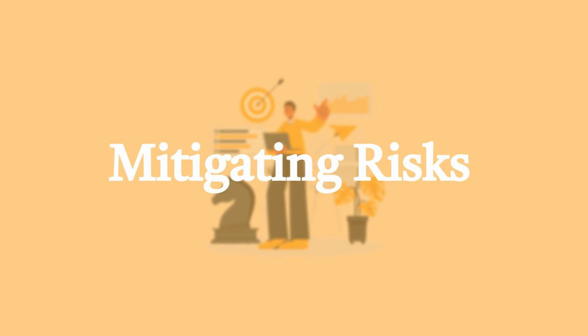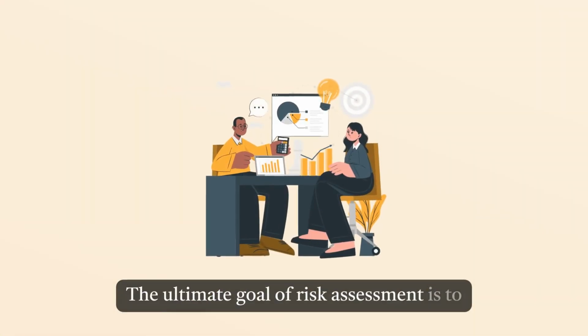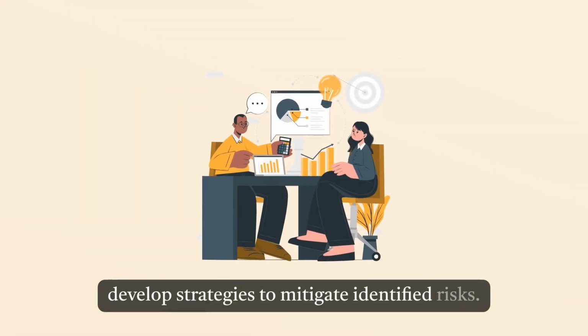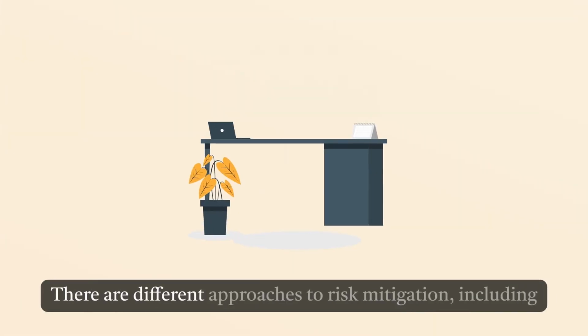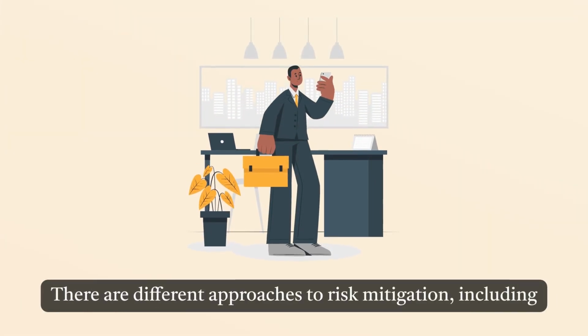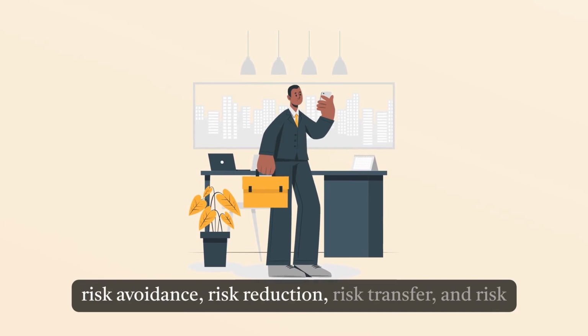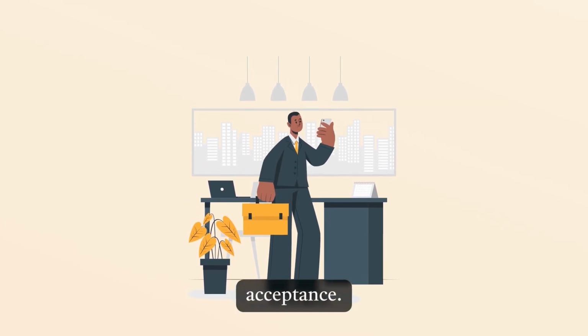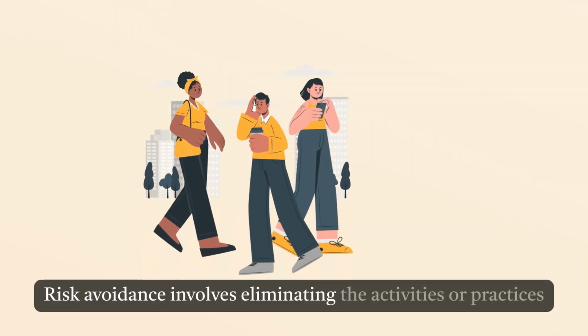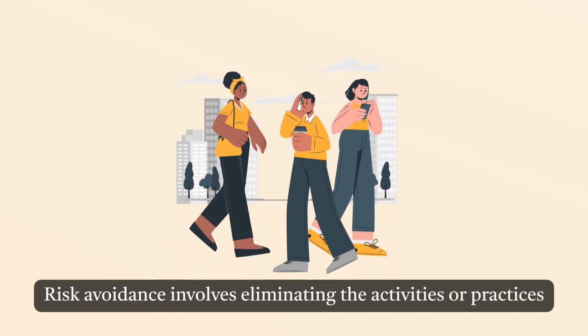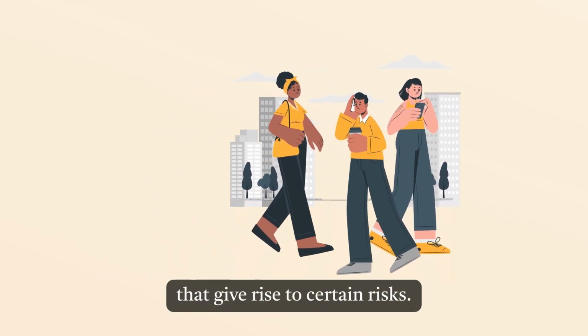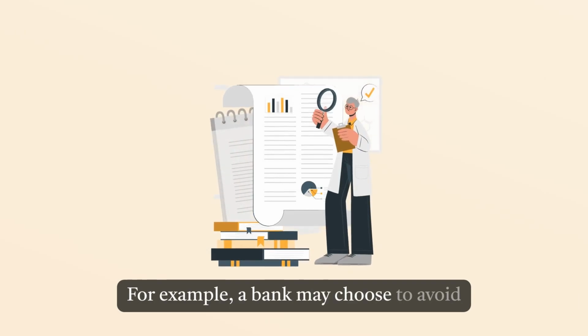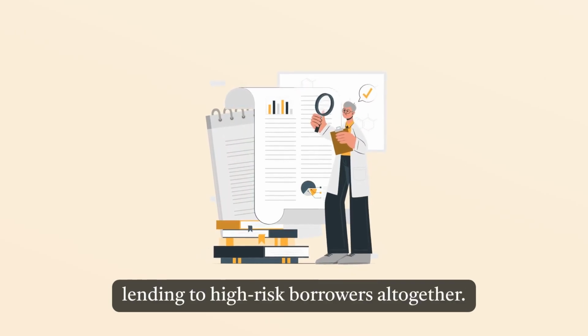Mitigating risks. The ultimate goal of risk assessment is to develop strategies to mitigate identified risks. There are different approaches to risk mitigation, including risk avoidance, risk reduction, risk transfer, and risk acceptance. Risk avoidance involves eliminating the activities or practices that give rise to certain risks. For example, a bank may choose to avoid lending to high-risk borrowers altogether.